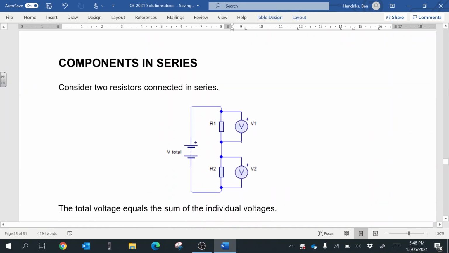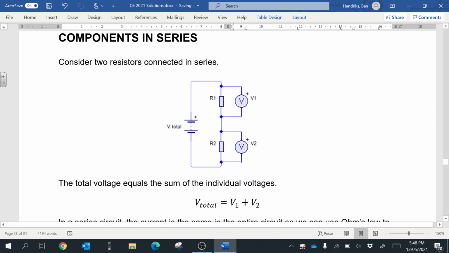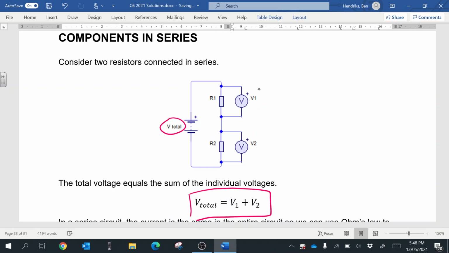We have a bit more on components in series now, so consider two resistors connected in series here. Like we were saying before, the total voltage is equal to the sum of V1 and V2. So we can see this voltmeter is in parallel with R1, and this one is in parallel with R2.